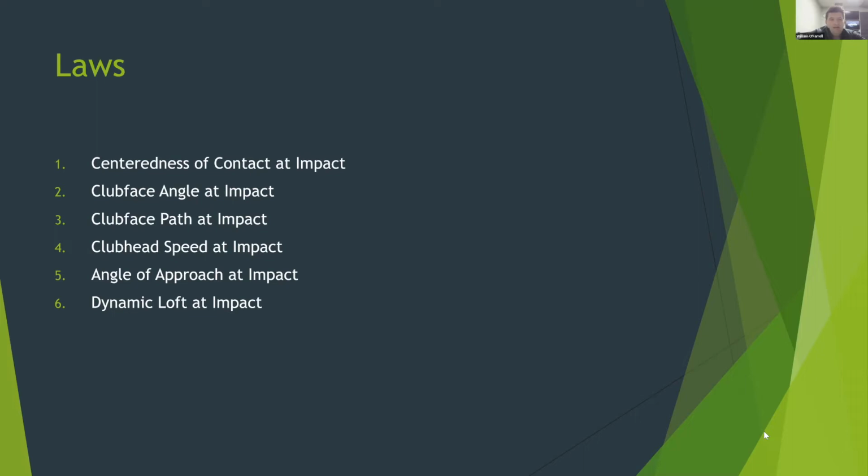Next one is dynamic loft. Now, here's where I'll probably ask my first question. Does anybody know the term or the variables that would be dynamic loft? Can somebody unmute and answer that?